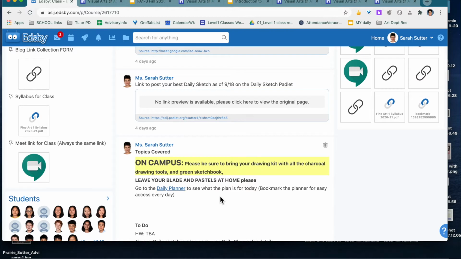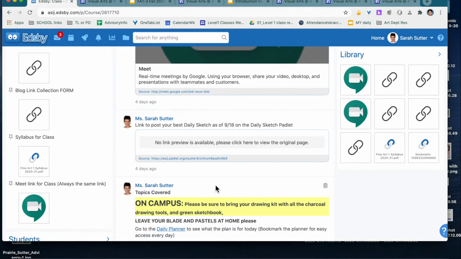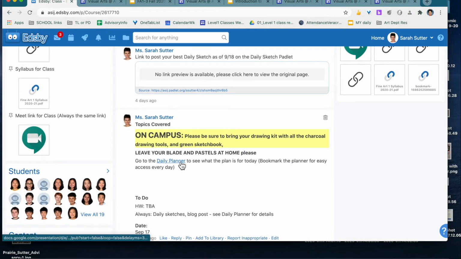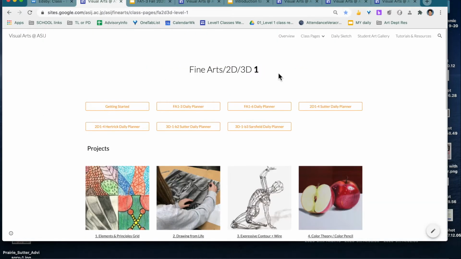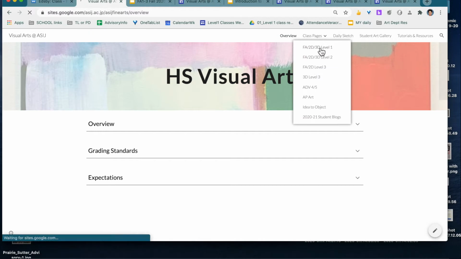It is easily accessed for students. They have the link to the website pinned here. They also have links to the daily planner for every day that is posted for the journal. The website itself has both a landing page as well as class pages for all of the courses.